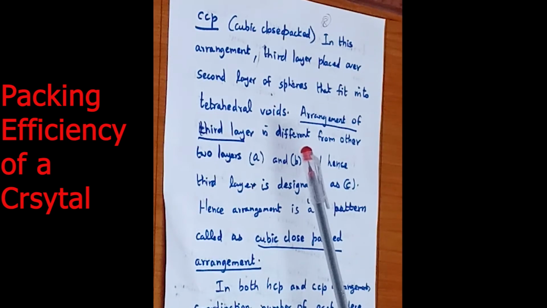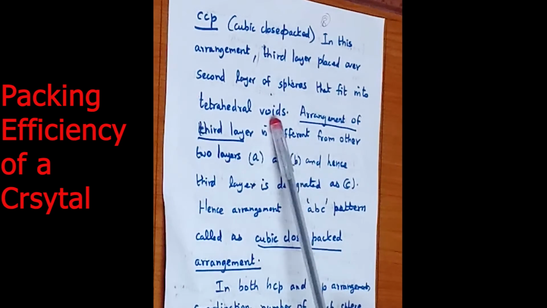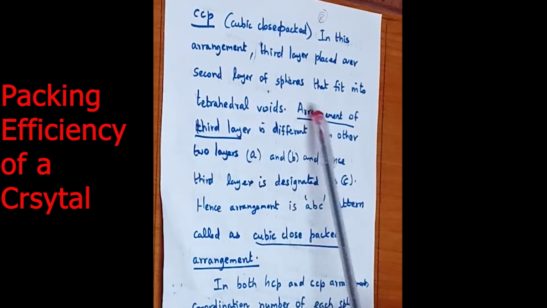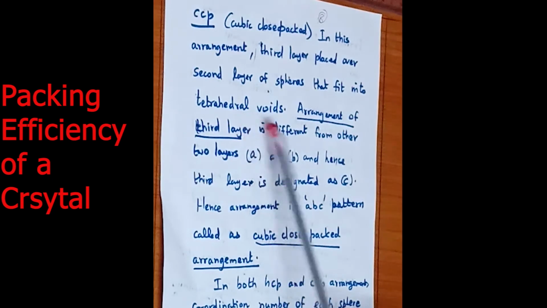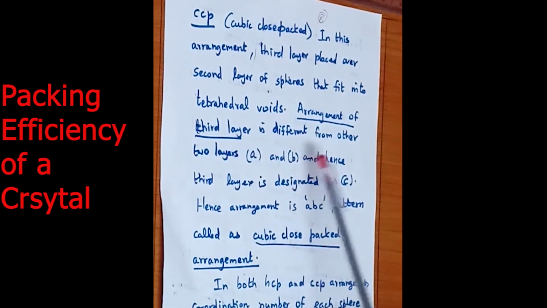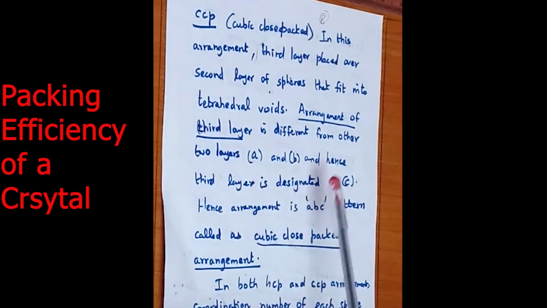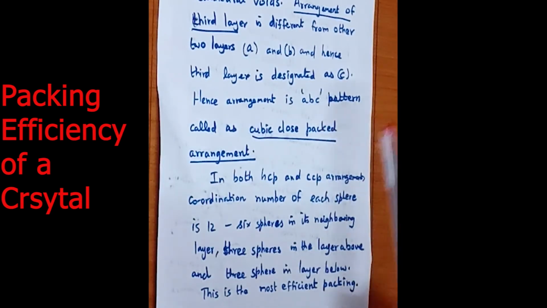சரியா? அந்த ரெண்டு ஆட்டம்க்கு இடையில இருக்கிற கேப்புக்கு பேர் தான் என்னது, they are called as voids. Voids ன்னு சொல்லலாம் அல்லது holes ன்னு சொல்லலாம். சரியா? So here in cubic close pack arrangement, third layer is placed over the second layer of spheres which fit into the tetrahedral voids. So arrangement of third layer is different from the other 2 layers A and B, and hence third layer is designated as C. இந்த ரெண்டு லேயர்ஸும் third layerல இருந்து வித்தியாசமா இருக்கறதால அதை C ன்னு சொல்றோம். And this arrangement is called ABC pattern, which is called as cubic close pack arrangement.